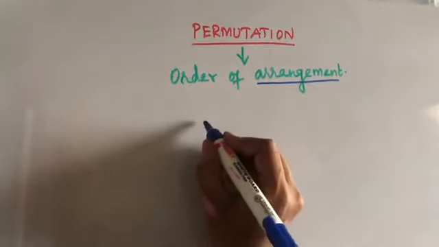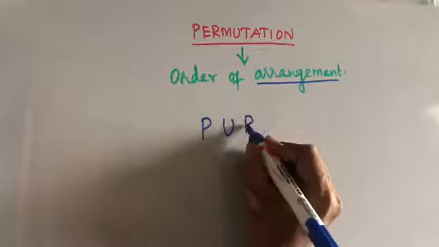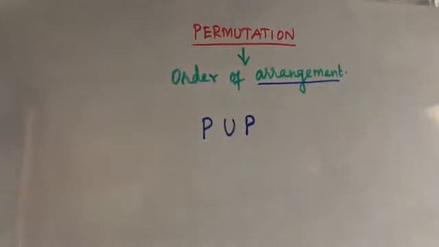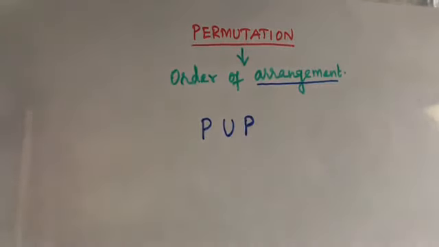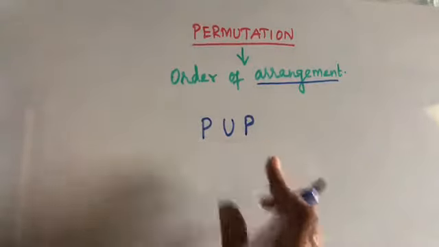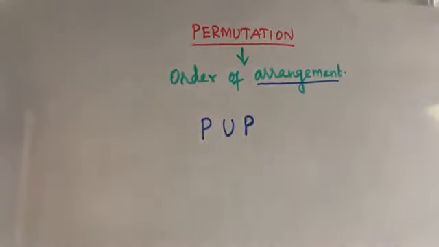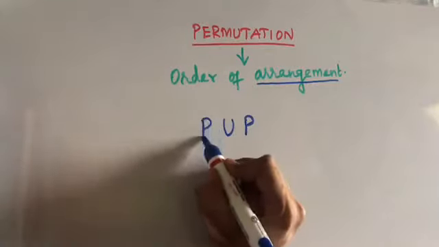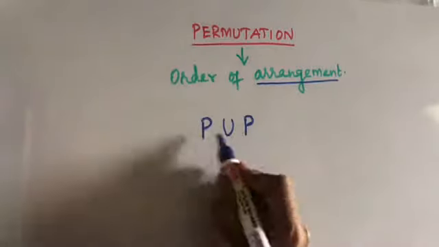For example, now I take the word pup, like puppy. Now I take the word pup. I have to find the number of arrangements that I can make with these 3 letters. How many letters are here? As a whole 3 letters are here. But here there are 2 P's, the alphabet P is repeating. Okay, 2 times it is coming.